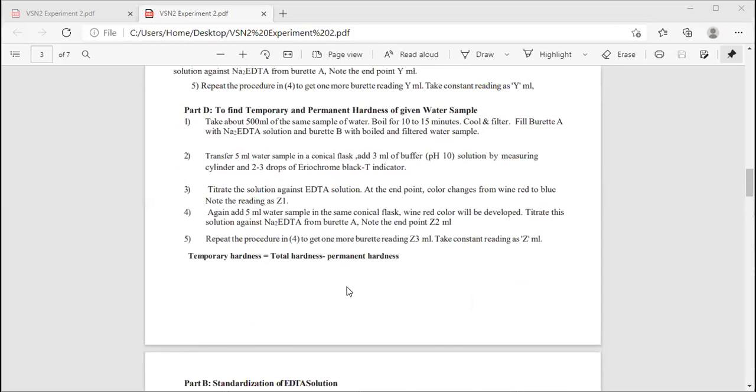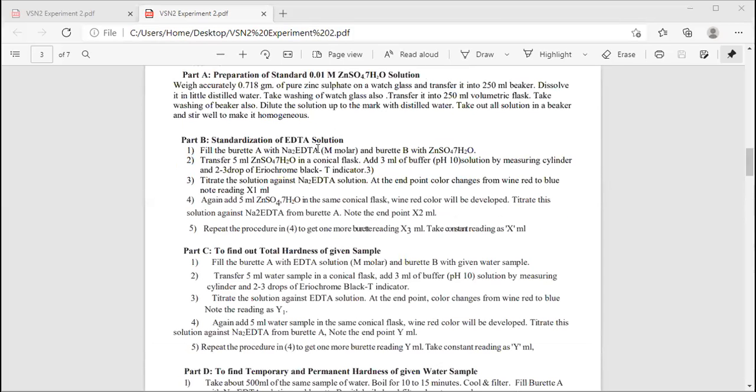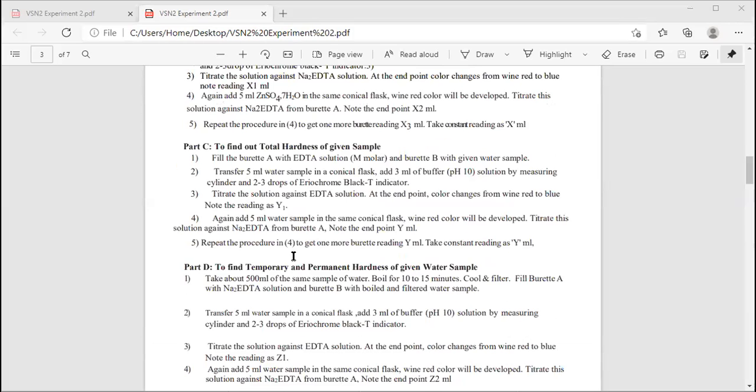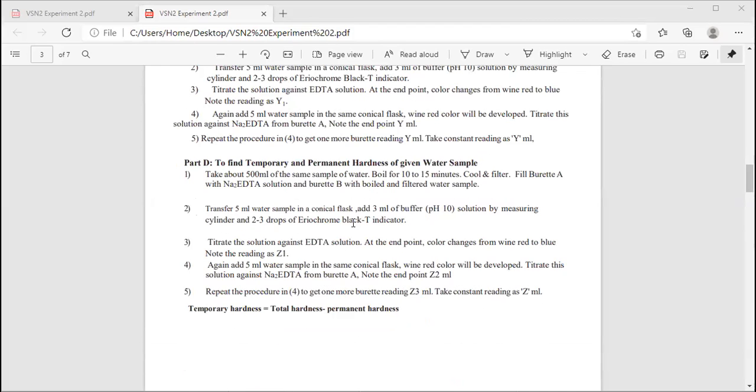Okay, so first part was our zinc sulfate preparation. Second part was our standardization of EDTA. Third part was our total hardness. Now, same basin water, you boil it for 10 to 15 minutes. You filter it. So you will remove the temporary hardness and then you find out what is the permanent hardness with that boiled water and filtered water.